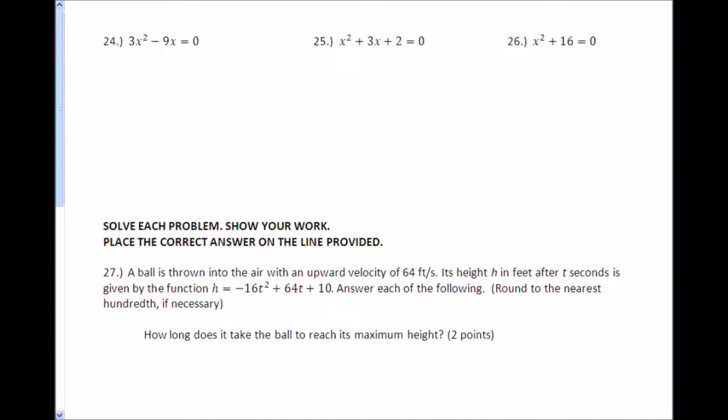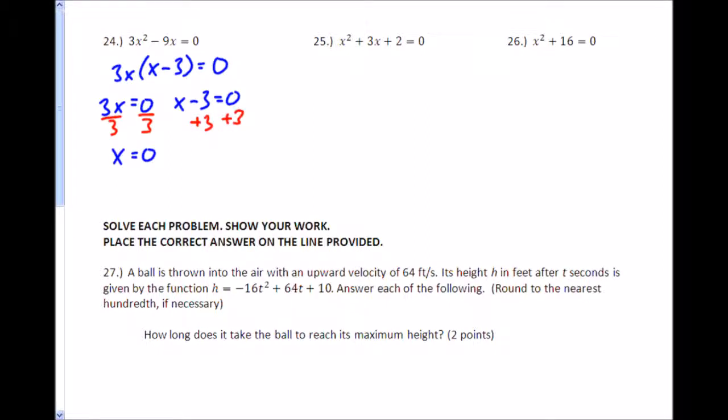For the next one, again, I'm solving it by factoring. With this one, I can factor out a greatest common factor of 3x, which leaves me with an x minus 3. And now I set each factor equal to 0, either the 3x equals 0 or the x minus 3 equals 0, and I solve each. This first one I divide each side by the 3, so I find out that x equals 0. The next one I add 3 to each side, so I find out that x equals 3. And that's it.